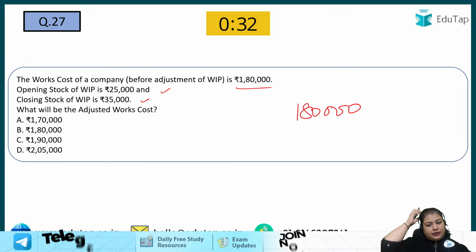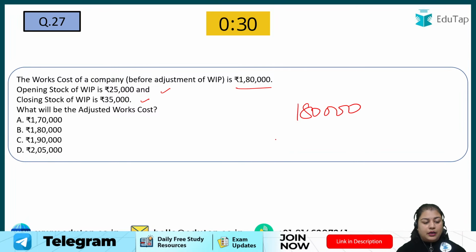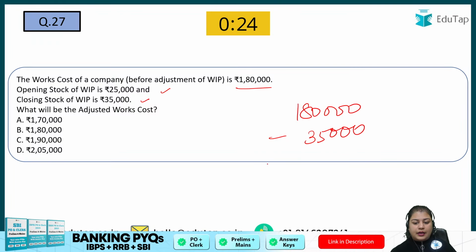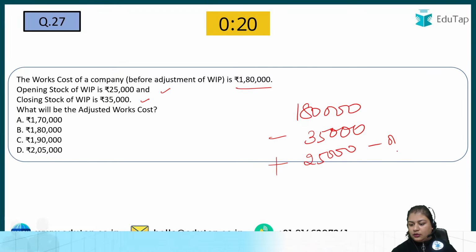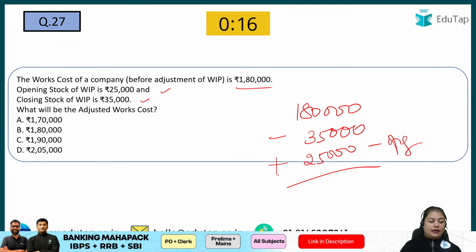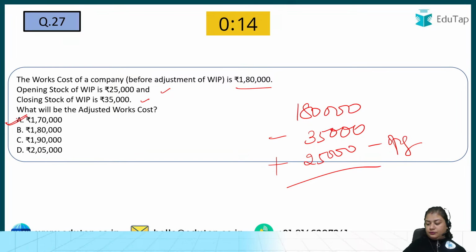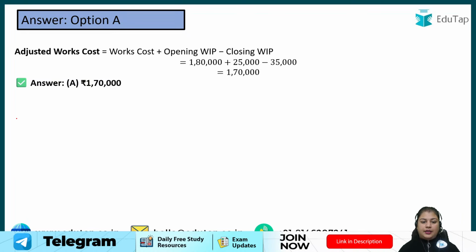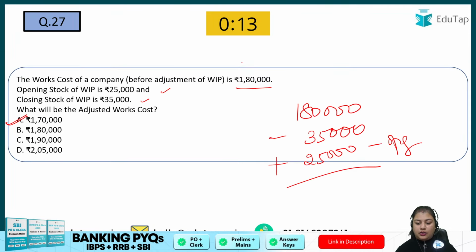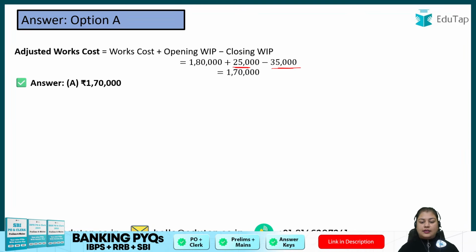1,80,000, right? And we'll subtract the closing stock 35,000, and add 25,000, that is the opening stock. So the correct answer would be how much? It would be 1,70,000, right? Subtracting the closing work in progress and adding the opening WIP will give you the correct answer, that is 1,70,000.